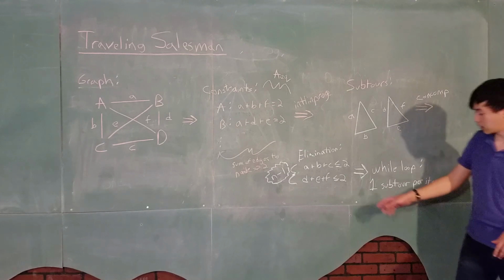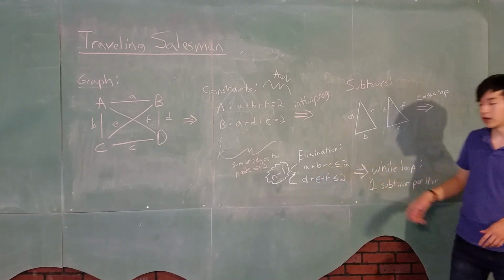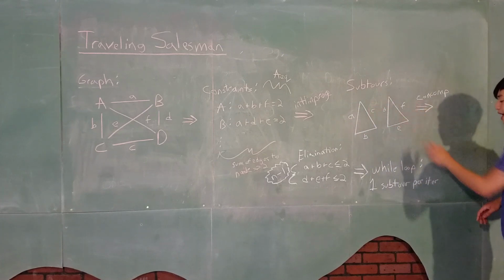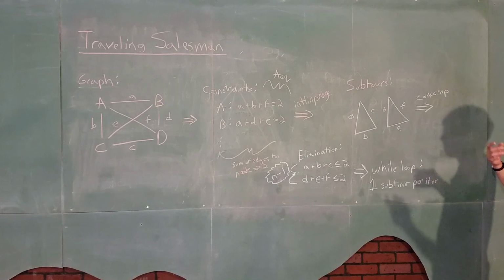And then you're going to use a while loop, and you're going to build one elimination constraint at a time, and you're going to subtract off one subtour at a time until finally we reach that point where we've completed the traveling salesman problem.